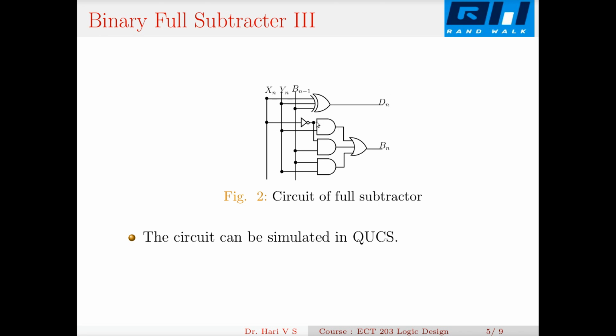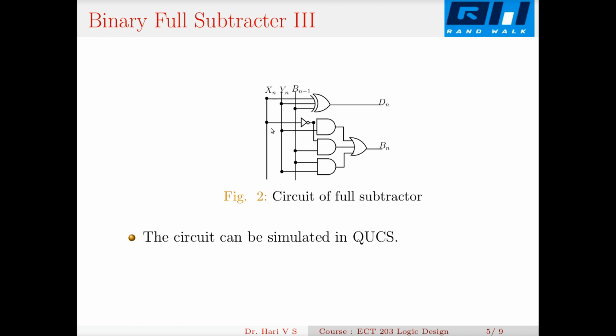Here it is xn bar. This gives me xn bar yn, and this AND gate gives me xn bar Bn minus 1, and this is yn and Bn minus 1. These three are ORed together to get a bit. What is that bit? That is a borrow bit. So this is my borrow: xn bar yn or xn bar Bn minus 1 or yn and Bn minus 1. So that is my Bn. So this is how my circuit looks.